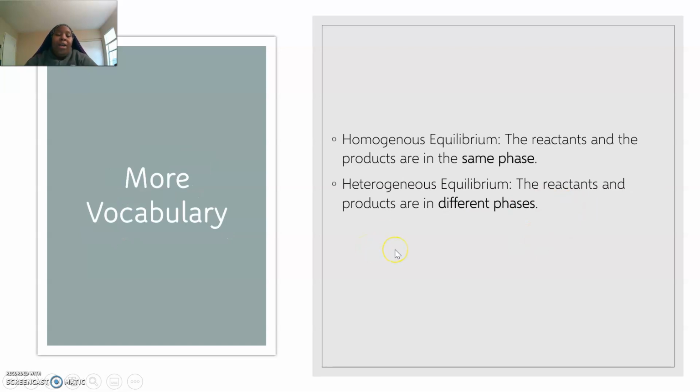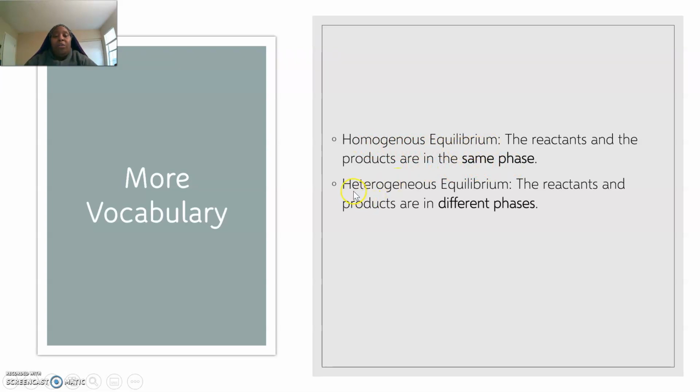All right, I know the vocab is never ending. There are two more terms you need to know for this unit, and that would be homogeneous equilibrium and heterogeneous equilibrium. By now, you should know what homogeneous means. It basically means it's made up of the same thing. If the reactants and products are in the same phase, it's considered homogeneous equilibrium.